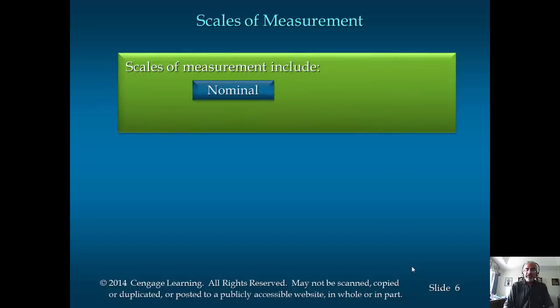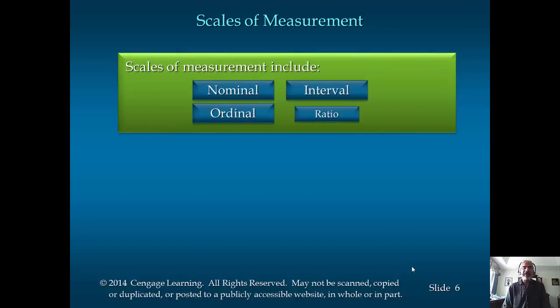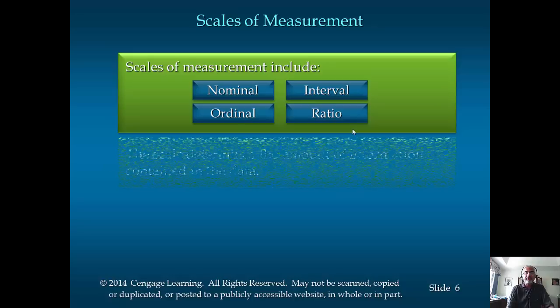Now, the variables that we collect data for can be classified into four different scales of measurement, the way in which we measure the values: nominal, ordinal, interval, and ratio. Nominal and ordinal are called categorical variables, and interval and ratio are called quantitative or numerical variables. Let's look at the properties of these four different scales of measurement.